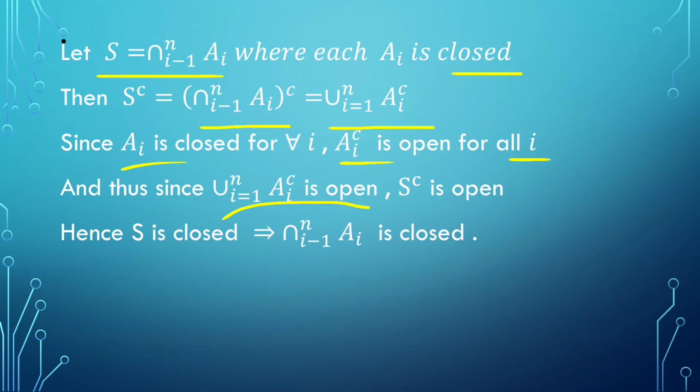it will imply that the complement of S is open, and therefore if the complement of S is open, then S is closed. By that you find that the intersection is also closed, and therefore the intersection of an arbitrary number of closed sets is closed, and that marks the end of the proof.